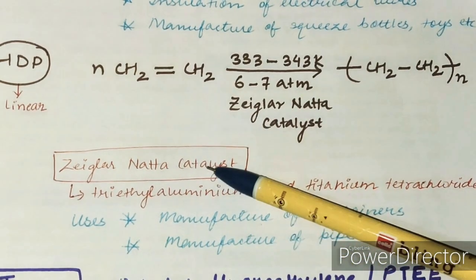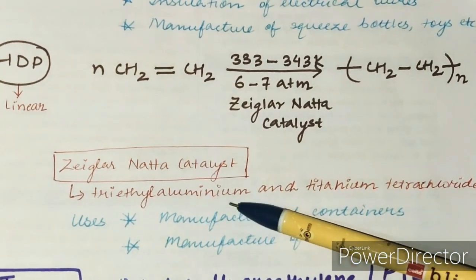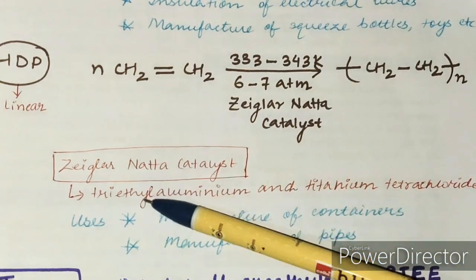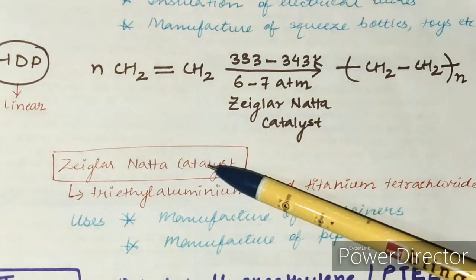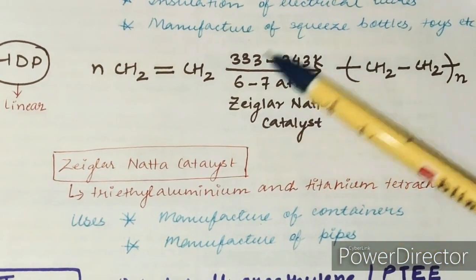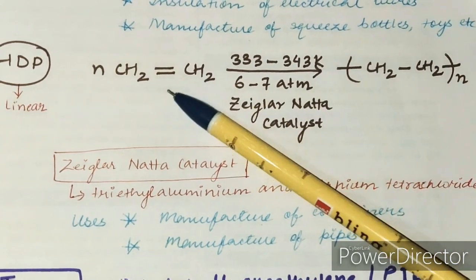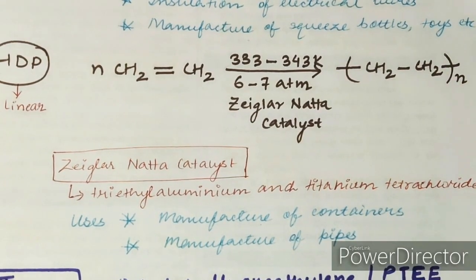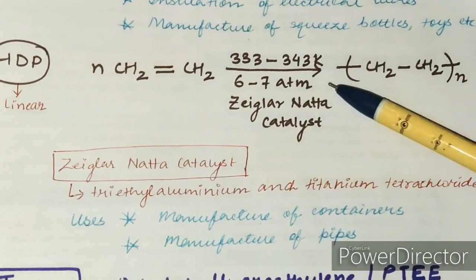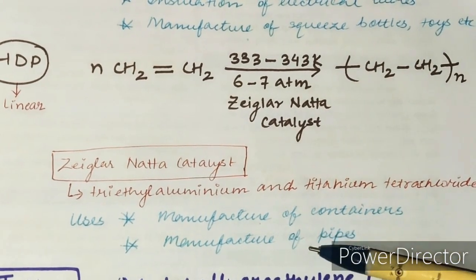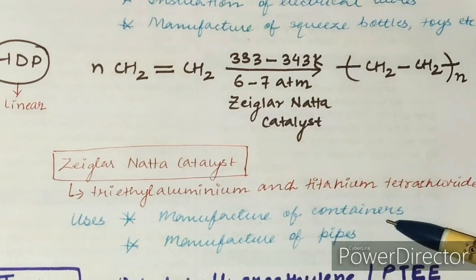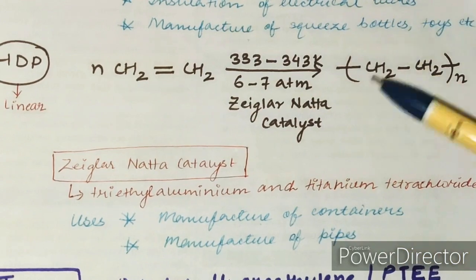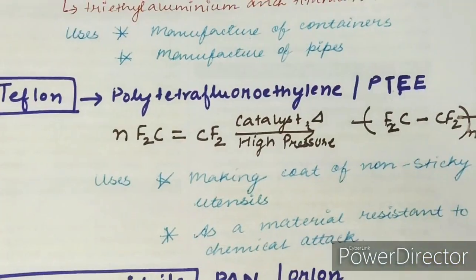The Ziegler-Natta catalyst's chemical name is triethyl aluminum and titanium tetrachloride. This chemical as a whole is known as the Ziegler-Natta catalyst. It is the name of the catalyst. And then after heating these n number of monomer units, you will get the same type of polyethylene. But yes, the quality between LDP and HDP is very different. High density polyethylene is mainly used in the manufacture of containers. So you can see the dustbins or the storage boxes are made of high density polyethylene, and also in the manufacture of pipes.